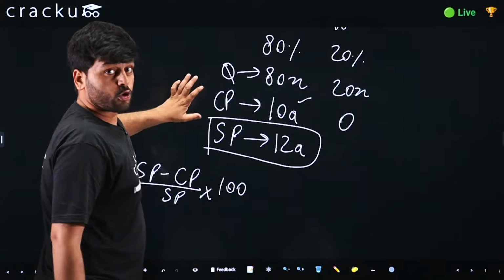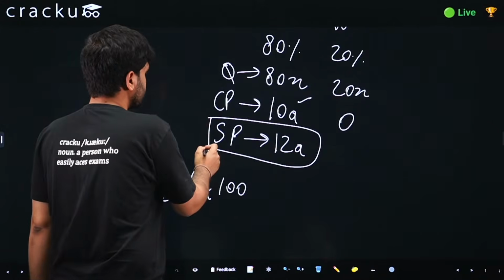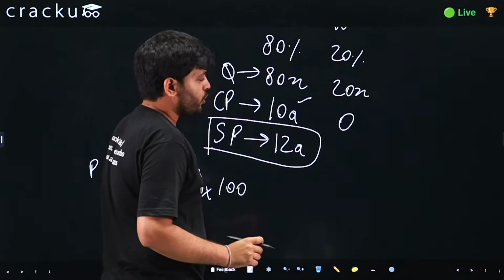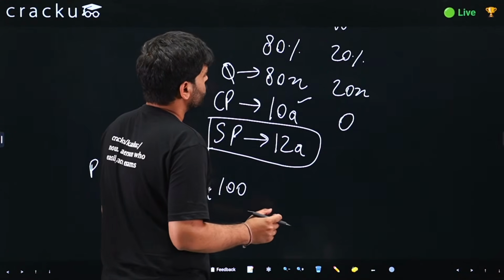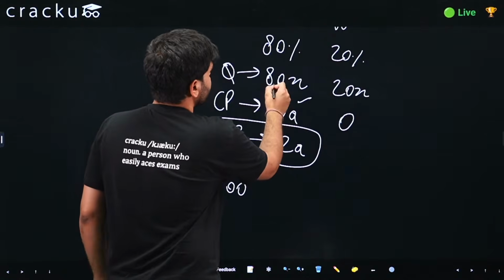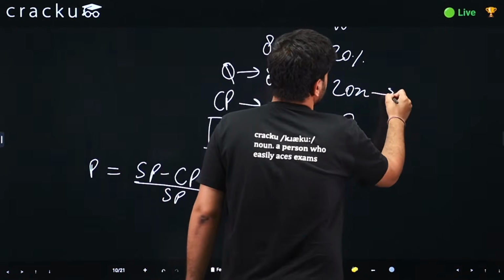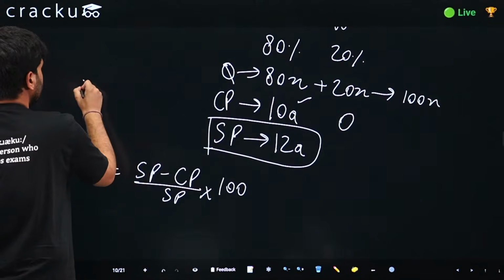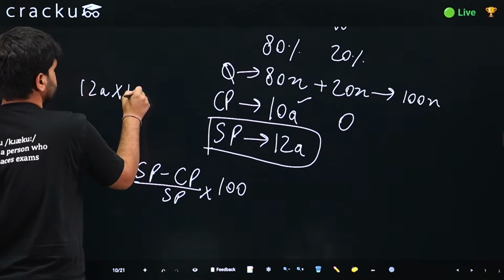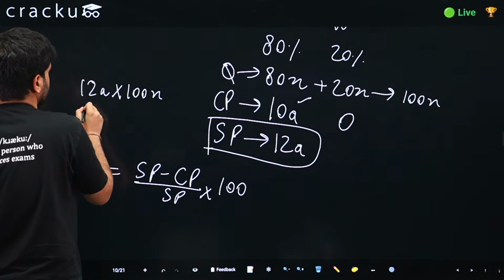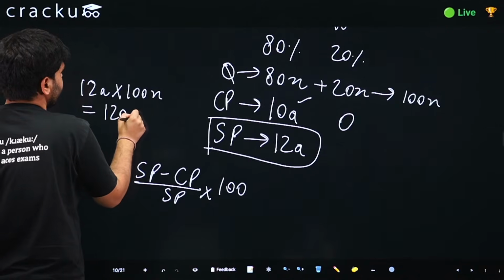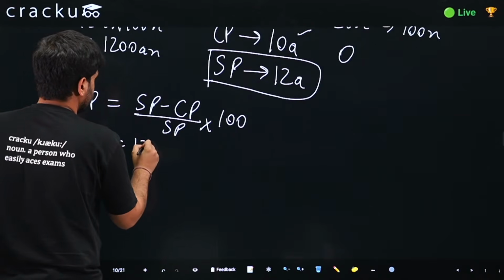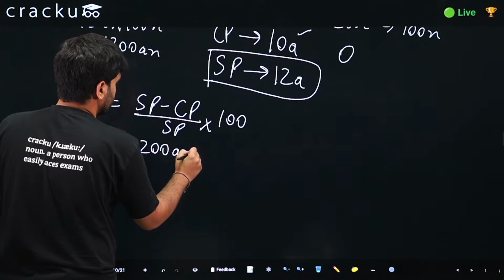Now, for the overall selling price, we know the selling price is 12A for the overall mixture, and the total mixture we already know is 80x plus 20x, 100x. So the overall selling price would be 12A into 100x, which would be 1200AX. So let us write selling price as 1200AX.